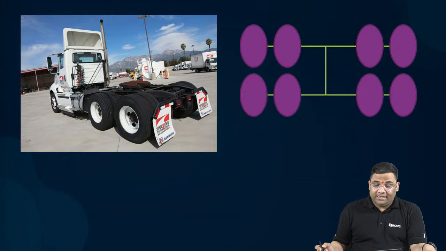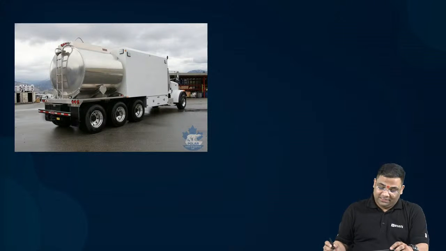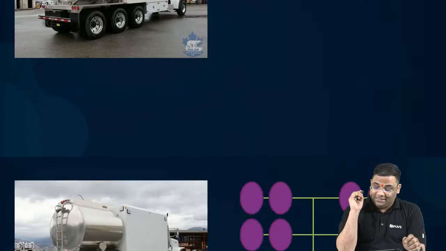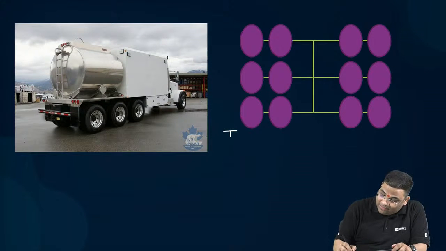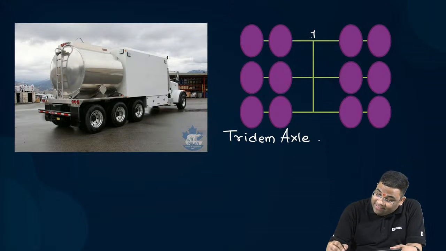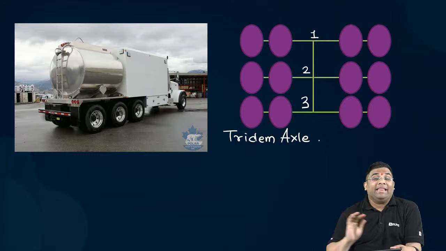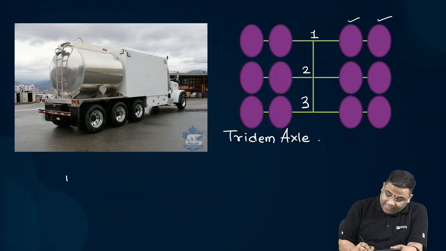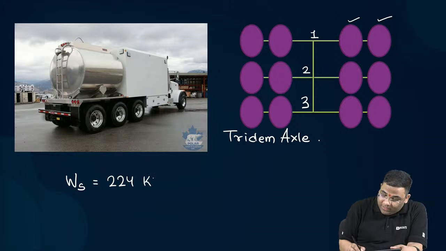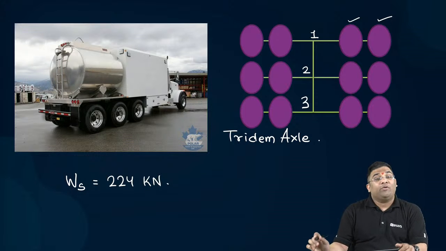The next one is the tridem axle. You can see there are three axles connected now, 1, 2, and 3. A tridem axle means three axles are connected, and there are two wheels on either side of a single axle. In that case, the standard axle load is 224 kilonewton.